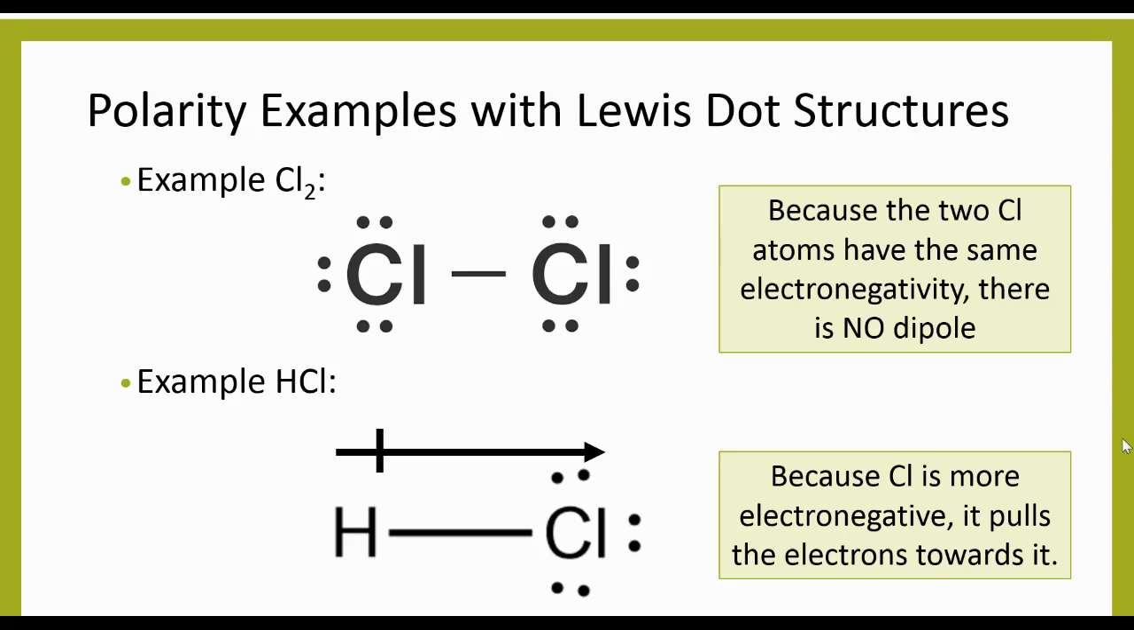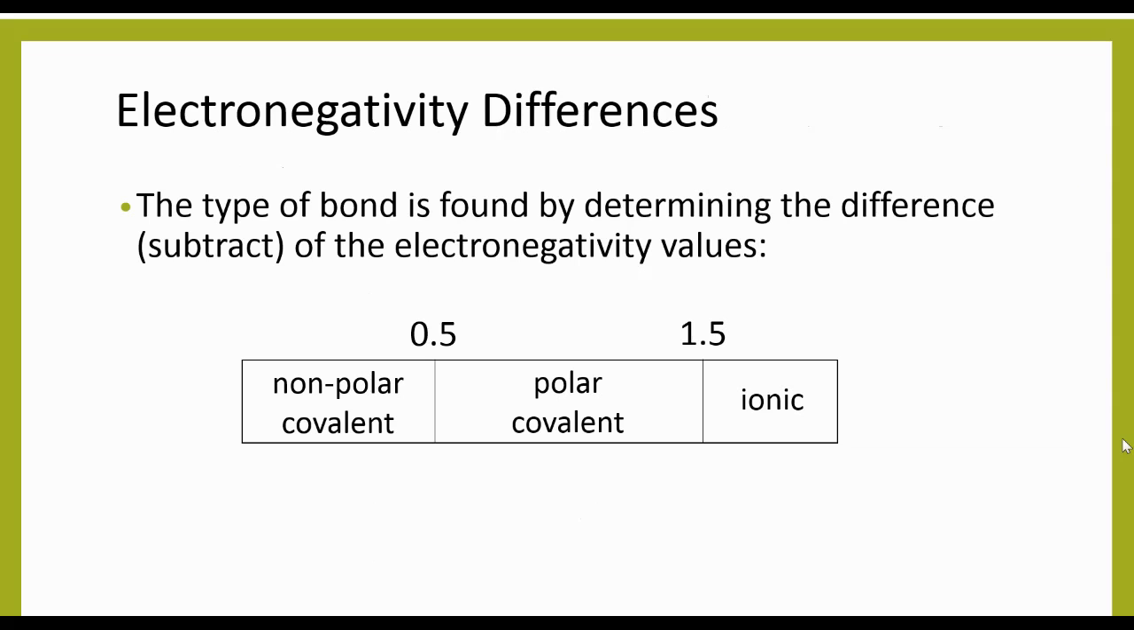However, with hydrochloric acid, HCl, chlorine is more electronegative than the hydrogen, so it's going to pull the electrons towards it. So we have that positive end over the hydrogen and the point going towards the chlorine. I could also have the delta positive by the hydrogen and the delta negative by the chlorine. Either way is acceptable.